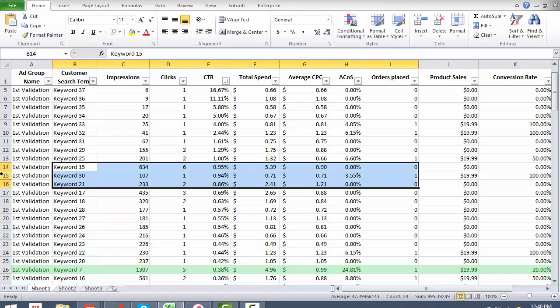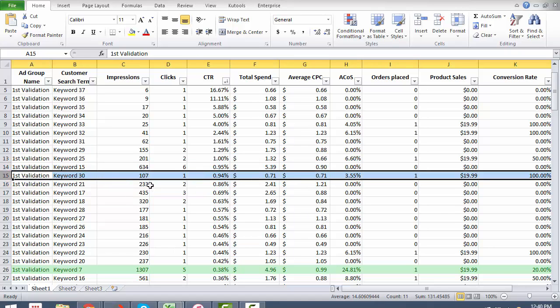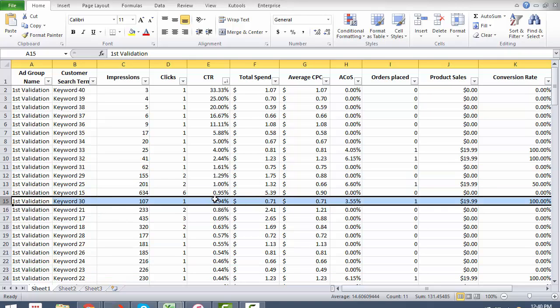And look at this one right here. Keyword number 30. Only 100 impressions, only 1 click, had a 94% click-through ratio. But you can see that it made a sale right here. So that's kind of interesting. Maybe this keyword doesn't have a ton of searches for it, but it could be a high converting keyword later on down the road. If we threw a little more ad budget at it and see what happens, maybe we could find a kind of hidden gem keyword from there.